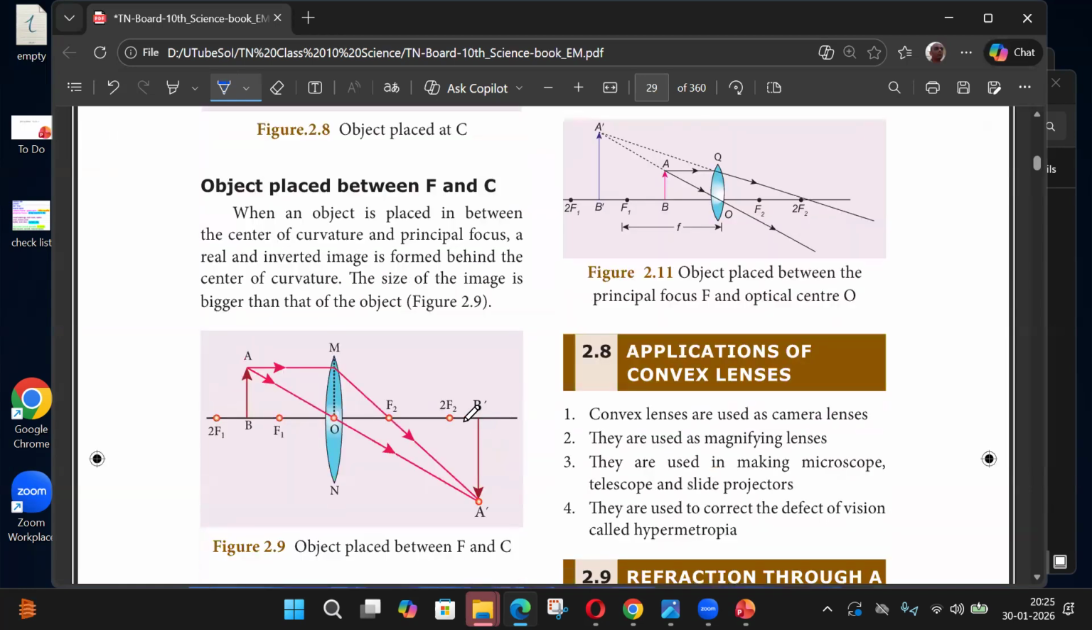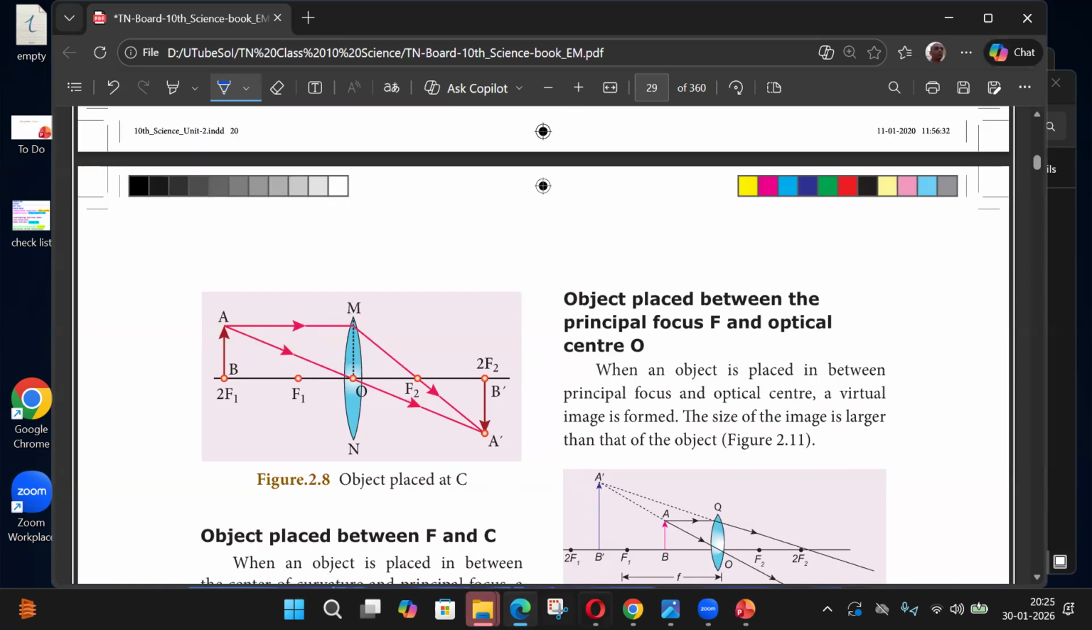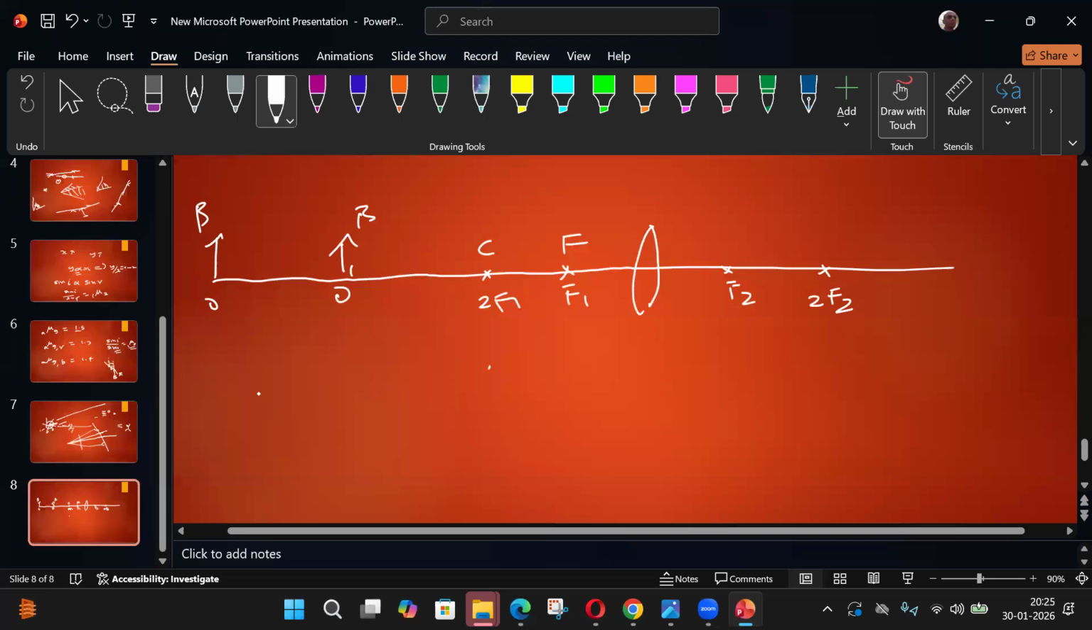So basically, they're coming closer. See, first you're beyond the C. Next you're at C. Third case is here. Fourth case will be here between F and 2F. Fifth case will be here at the focus. Sixth case will be within the focal length.